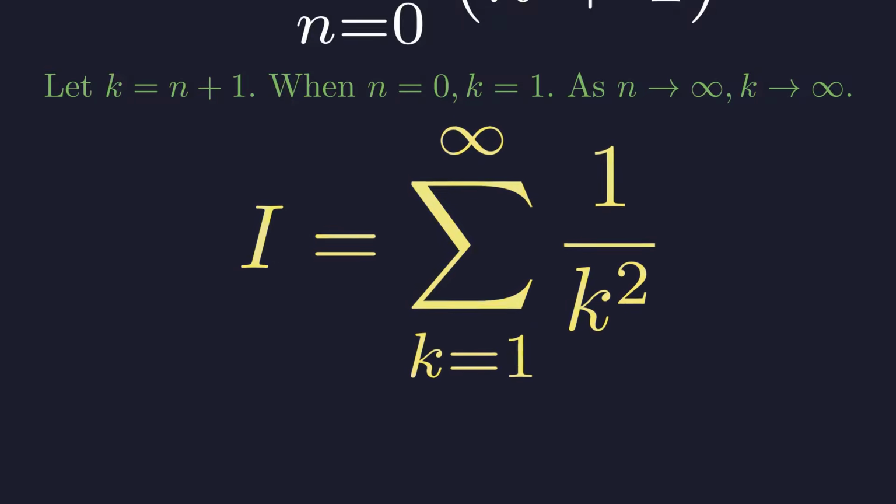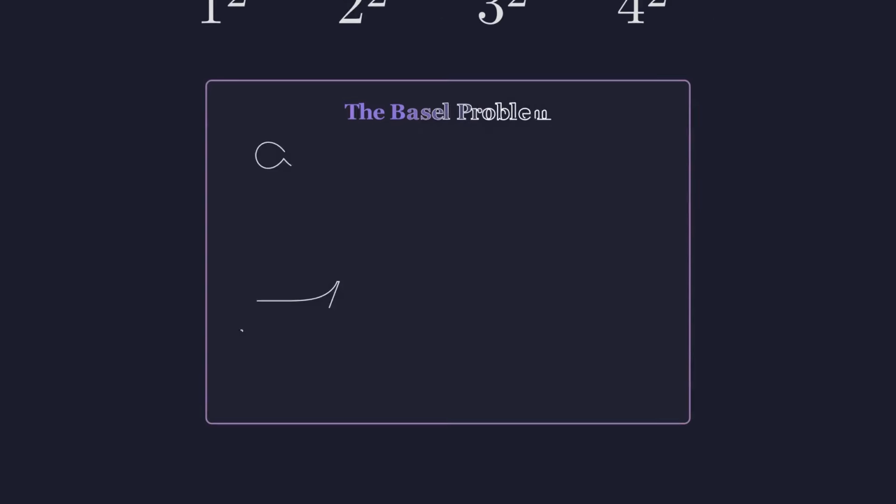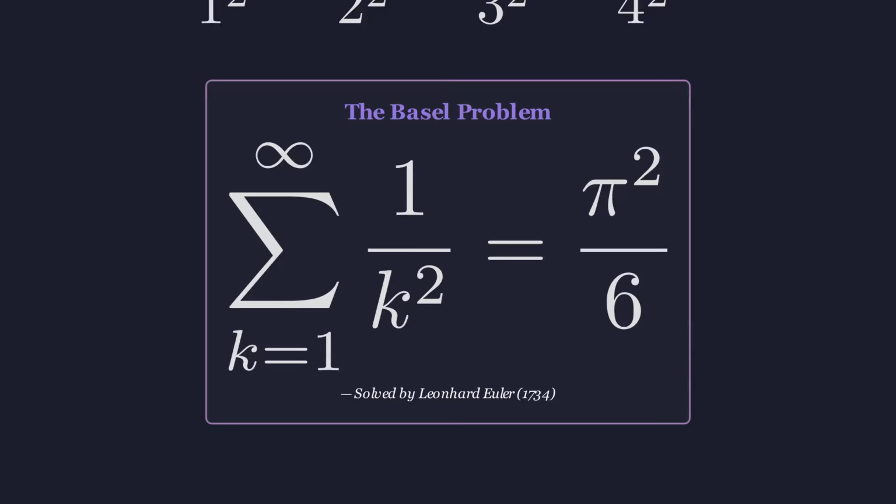Let's write out the first few terms. 1 over 1 squared, plus 1 over 2 squared, plus 1 over 3 squared, and so on. The sum of reciprocals of all perfect squares. This is the famous Basel problem, solved by Leonhard Euler in 1734. He proved this sum converges to the astonishing value of pi squared over 6.